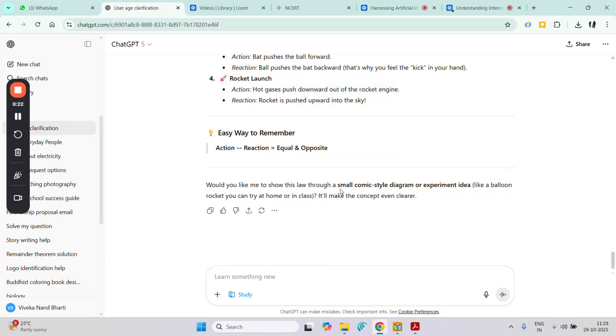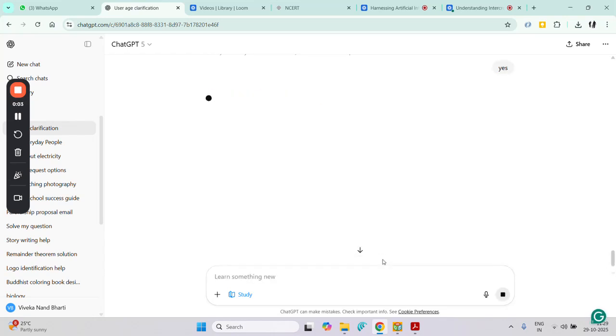Okay? Now, see this here. "Would you like me to show this law through a small comic-style diagram or experiment idea?" See, if you want to understand more, you can just say, "Hey, yes, I am interested." Just say yes, and it will help you do that too.